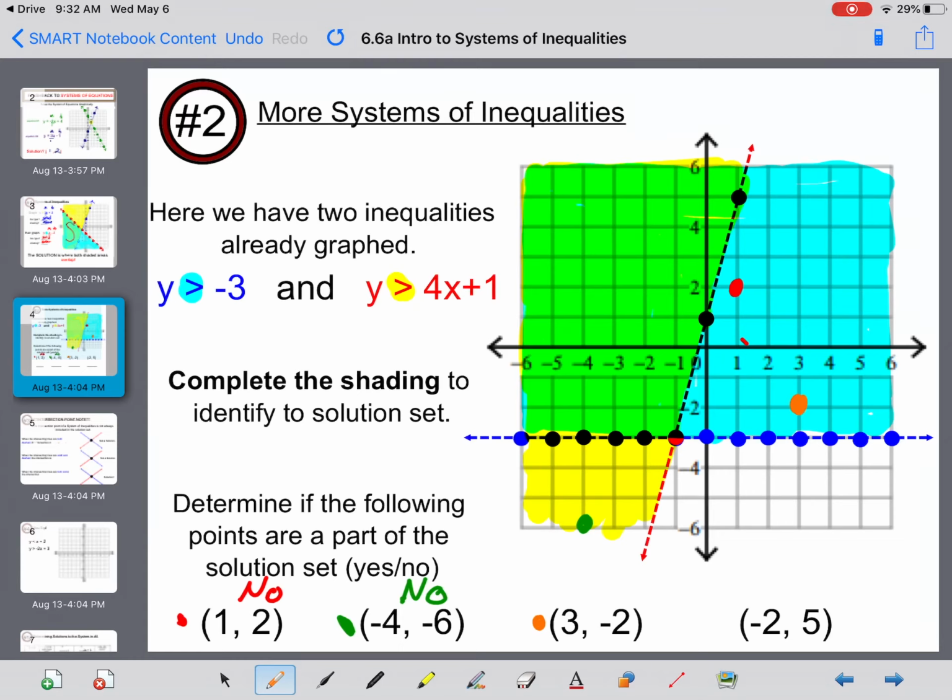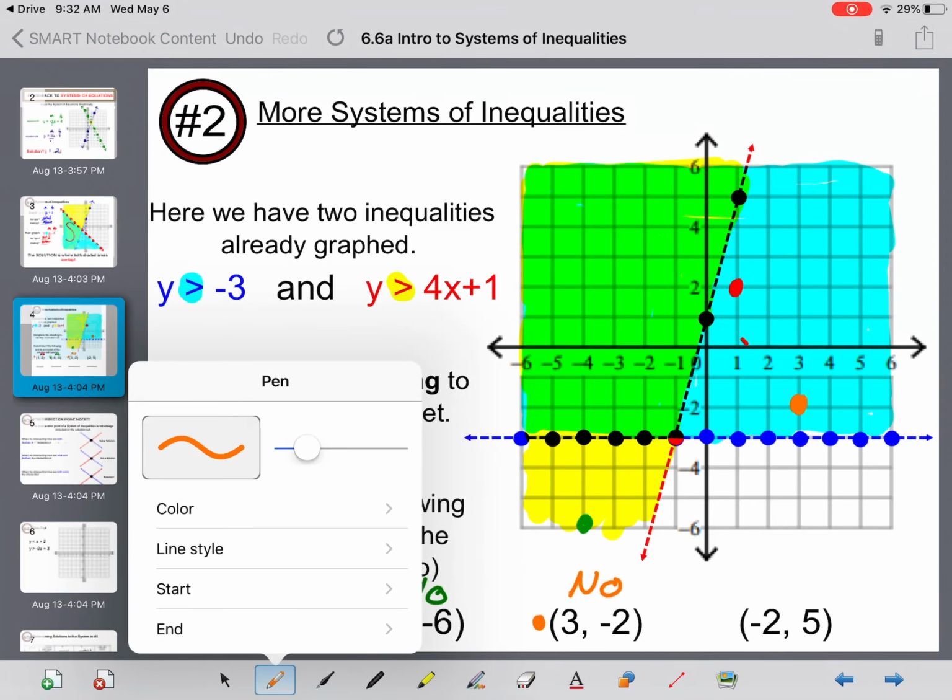(3, -2). Right 3, down 2. Again, not in that green shaded region.